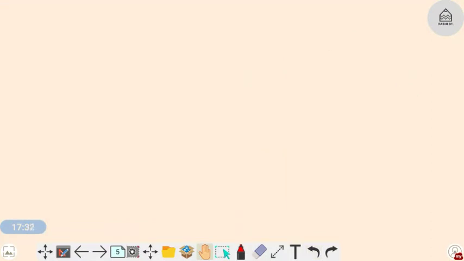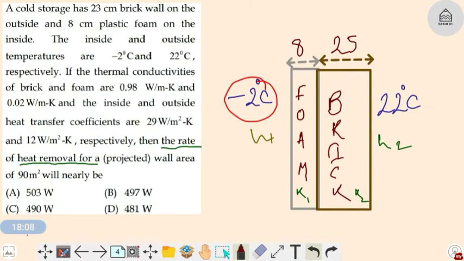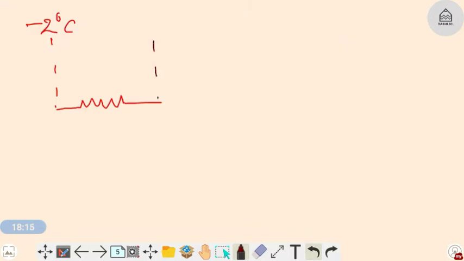So the first thing that I will encounter here is the convective resistance. I'll start from a temperature of -2 degrees Celsius. I will encounter a convective resistance. Then heat will enter into this foam. Let's suppose this is T1. The heat will encounter a conductive resistance from the foam, and it will reach the interface.